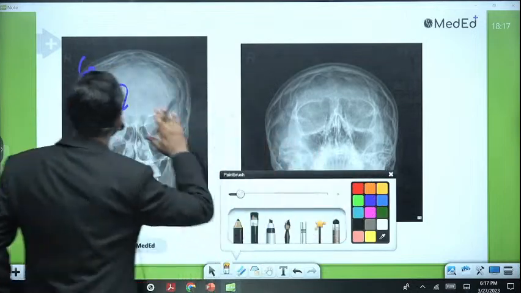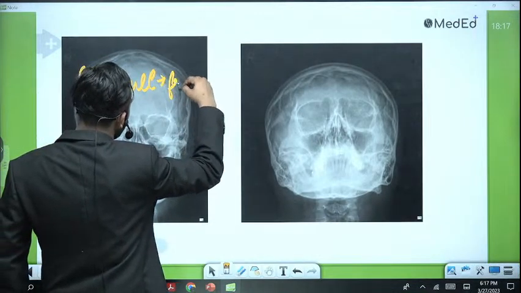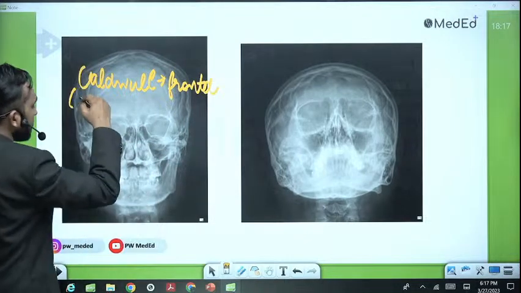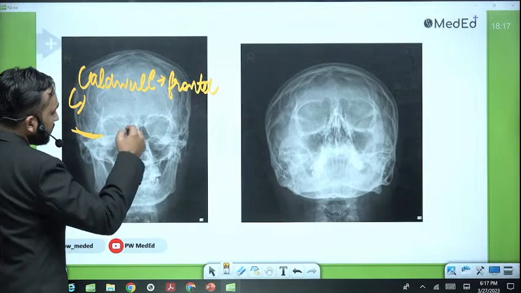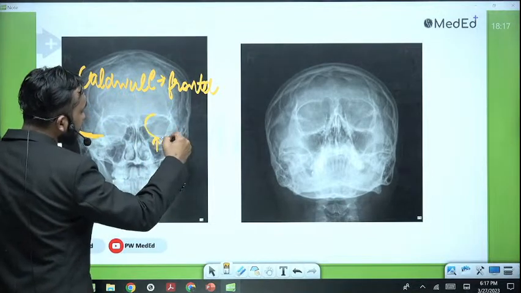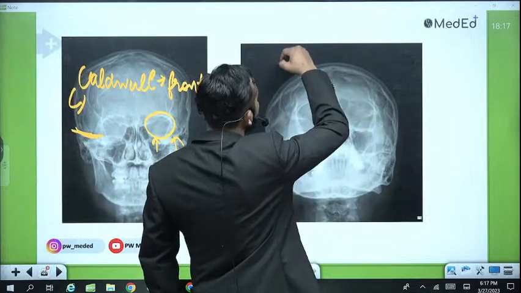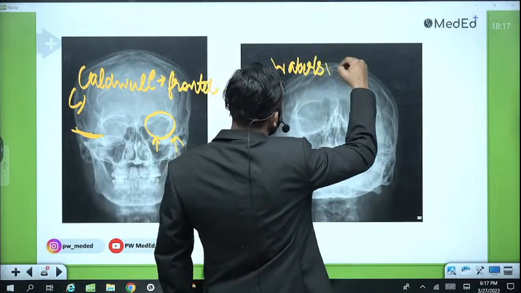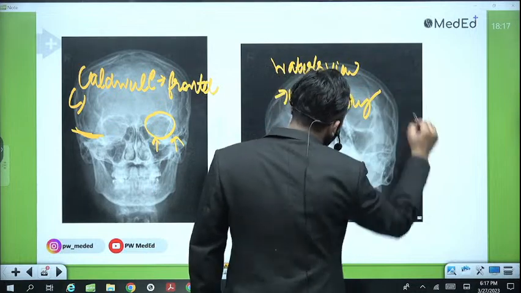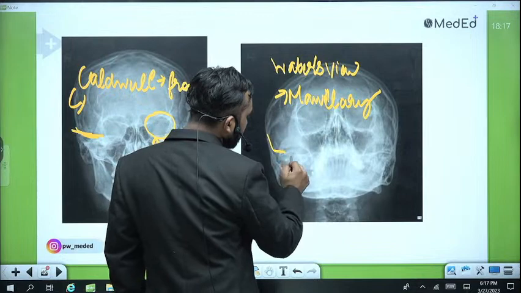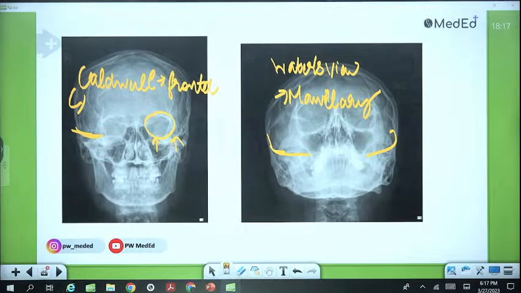Caldwell view is used to look at the frontal sinuses, right? And the imaging feature, how to identify it? If you look at the petrous ridge, you can see in this patient that this petrous ridge is passing through the lower third of the orbit. And this is your Waters view, which is used to look at the maxillary sinuses. And if you see that this is your petrous ridge, this petrous ridge is at the level of the maxillary sinus in this patient.